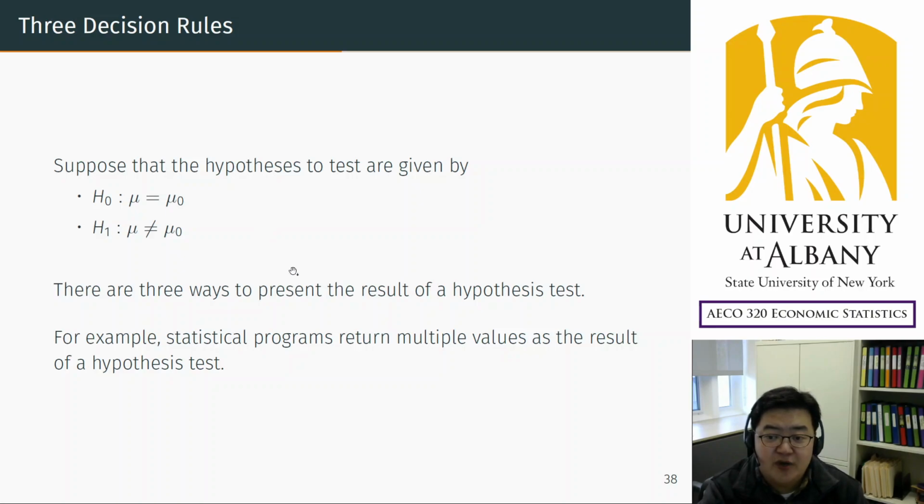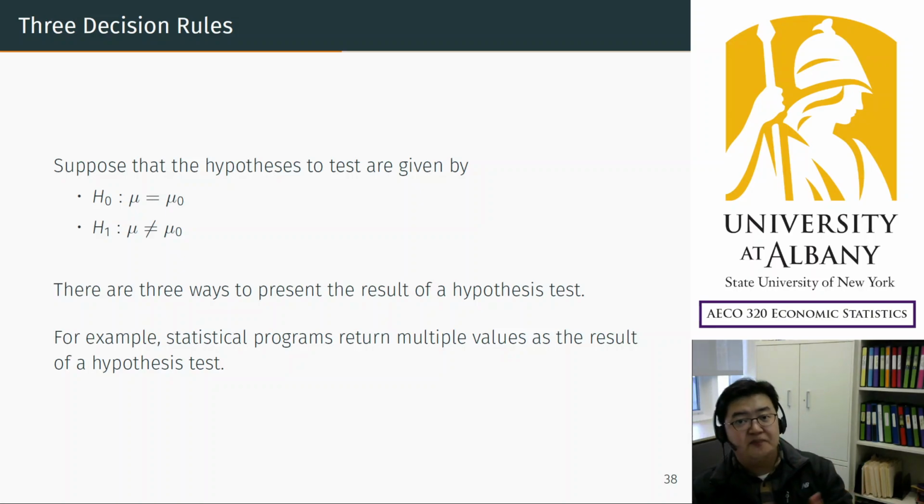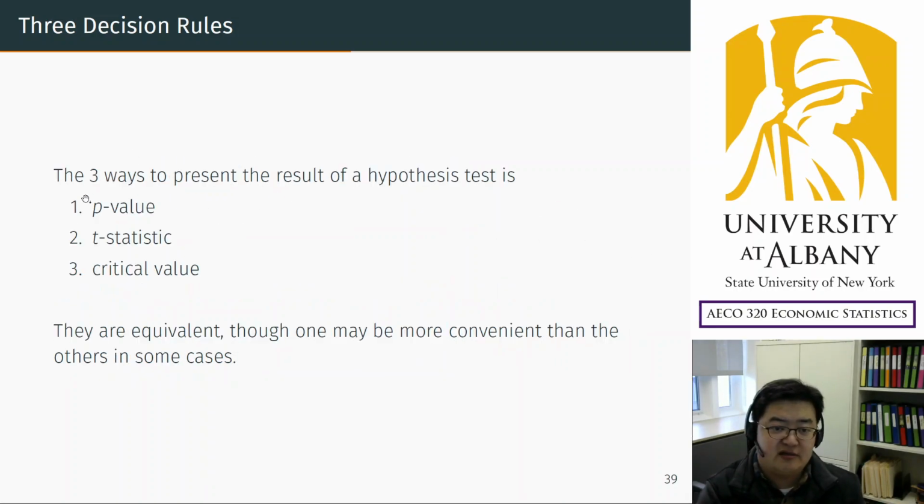And the three ways to present the result of a hypothesis test will be discussed. By the way, you can think of it this way. Different programs have different ways to write the command for this hypothesis testing. There are 3 different ways you write the code, or 3 different ways a statistical program gives you the results. So you have to be able to understand all 3 of them. I'm going to show you the 3 different ways.